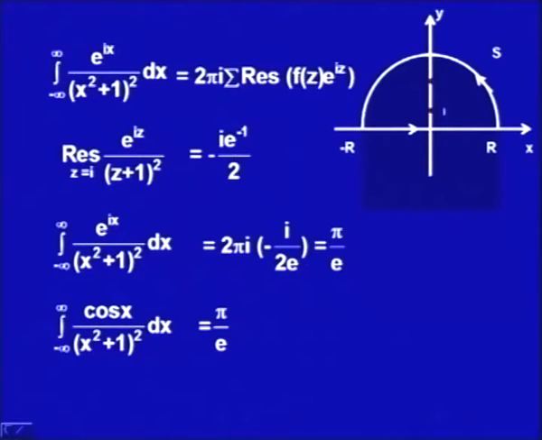So, we have proved the formula: the integral from minus infinity to plus infinity of cos x upon (x square plus 1) whole square dx is equal to pi upon e. Actually, you can generalize this formula also. You can use cos a x here and (x square plus b) whole square, where b is any number.